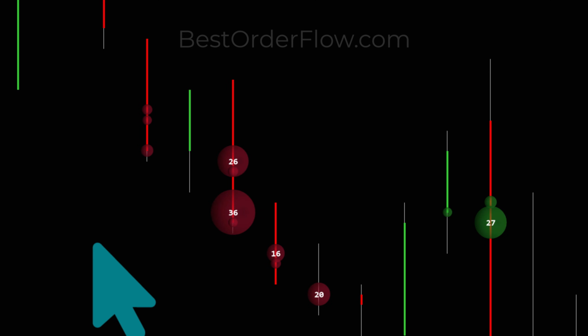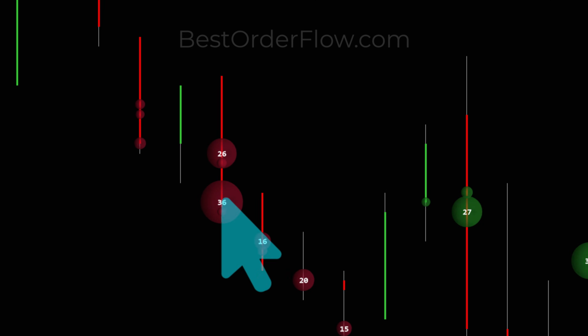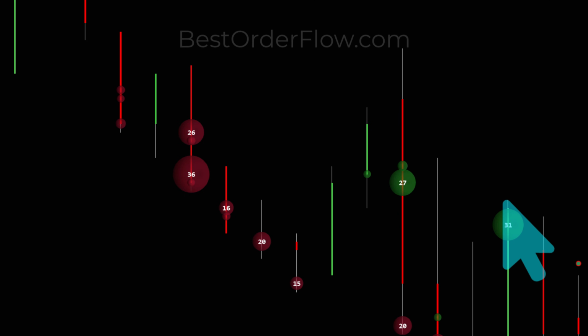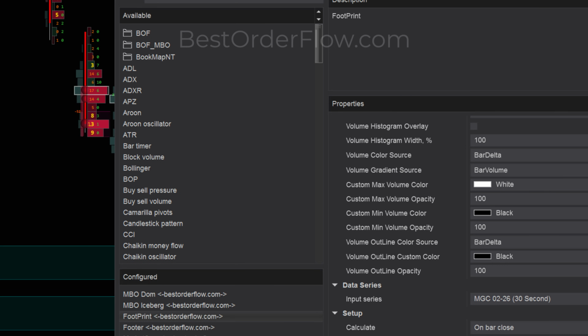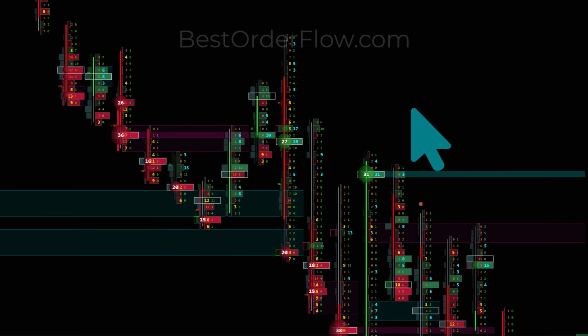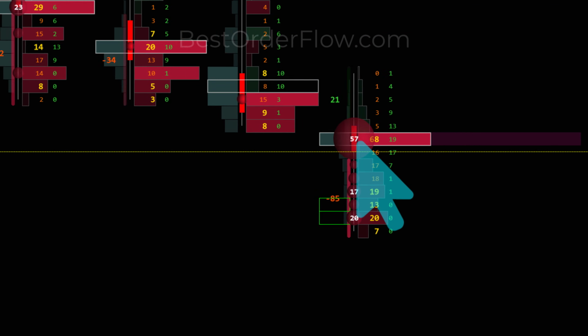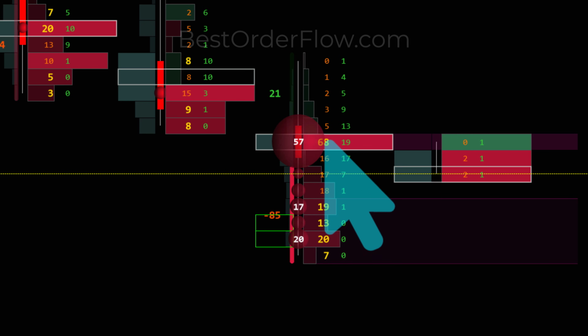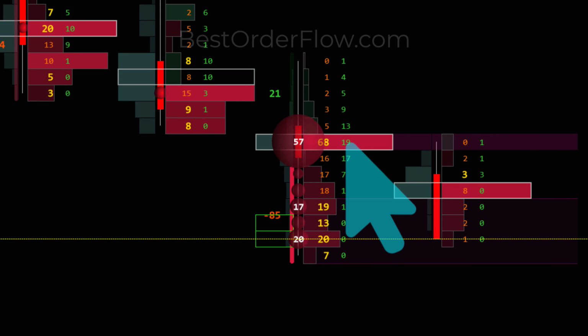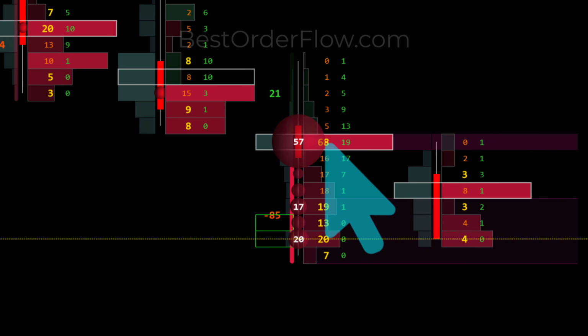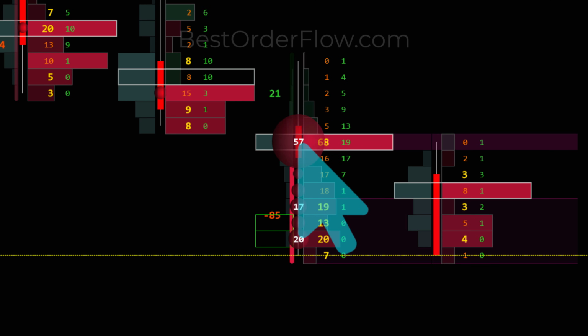So now we're seeing the final outcome in this candle, or the final outcome in that situation. If I add the footprint, you will see exactly the numbers. I made these bubbles slightly transparent. If you want to, you can make them more transparent. Like over here, you can see why there's a 57: 68 on the selling side and 19 on the buying side. The delta, or difference between, is going to be 57.